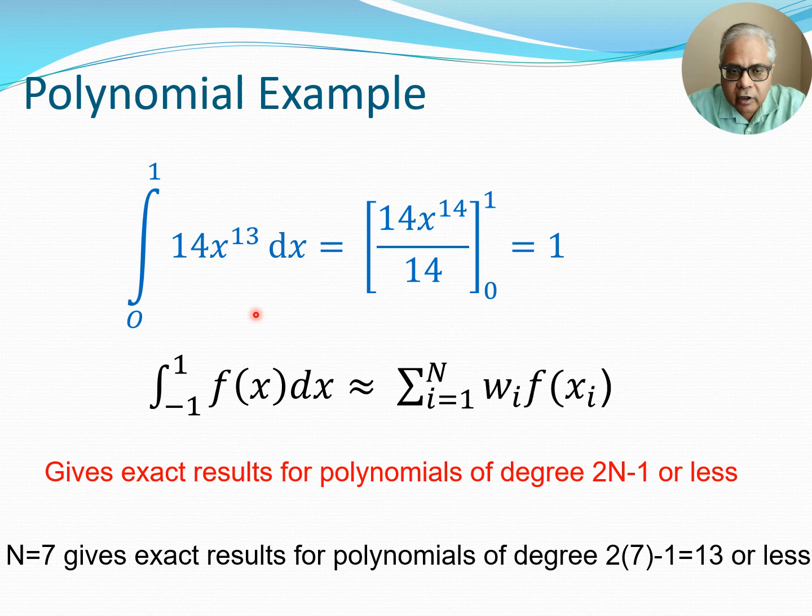Now, of course, we are not done unless we check this out with the polynomial. So we again know the important fact that as far as the Gauss quadrature rule is concerned, it's going to give me exact results for polynomials of degree 2n minus 1. So n is 7 means it's going to be 14 minus 1, that is 13 or less. So I take a polynomial of 13th degree and I put in a 14 in front so that there is a cancellation here. And so this 14x to the power 13 dx should give me 1. Let's now check it out.